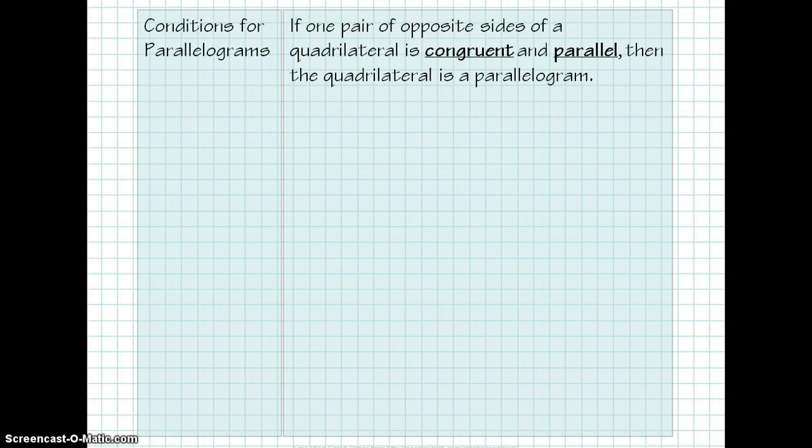One option we have that does not come from the properties is that if I have a quadrilateral where I have one pair of opposite sides that is both congruent and parallel, then the quadrilateral is a parallelogram. So that's one option I have.